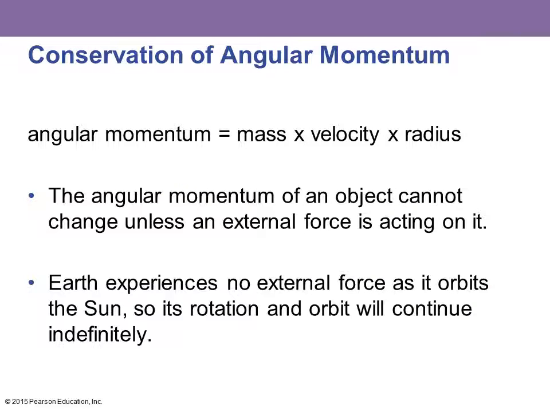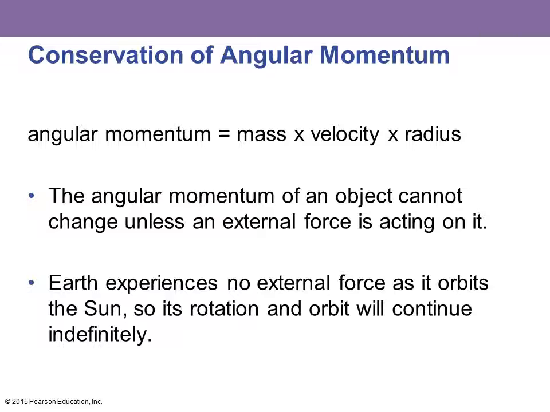So angular momentum is mass times velocity times the radius, and of course that can be calculated for objects moving around the sun or an object moving around the Earth. We get a value that, we really don't care about the units, we just need to know that that should remain the same as long as it's orbiting the object. So the angular momentum of an object cannot change unless an external force is acting on it, and Earth experiences no external force as it orbits the sun. So its rotation and orbit will continue indefinitely.